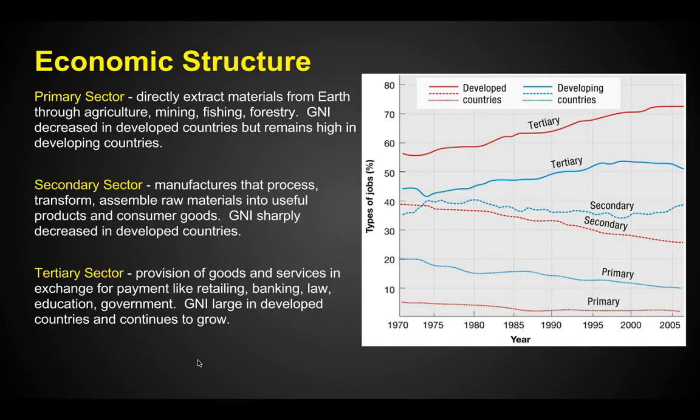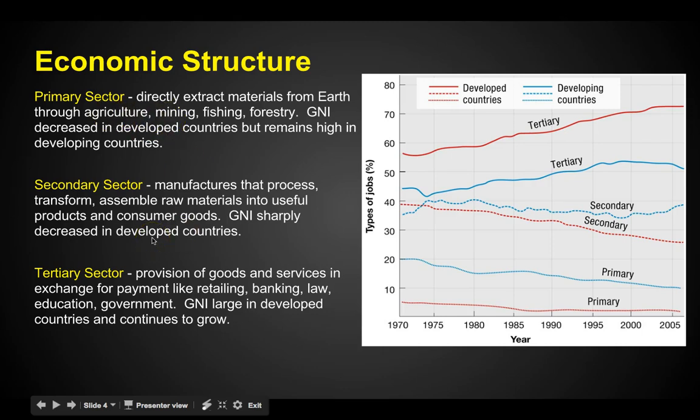Economic structure. The primary sector. This is people who directly extract materials from the earth through agriculture, mining, fishing, and forestry. The share is decreased in developed countries, but it remains high in developing countries. So we look at developed countries, such as the United States. We're not doing a lot of primary sector activities these days because we're developed and we tend to be doing things that are more down here in the tertiary sector. We'll get to that though. In developing countries, it remains high because they don't have the technology and infrastructure, so they're doing all these basic things like agriculture, mining, fishing, and forestry, plus they also tend to have a lot of these resources.